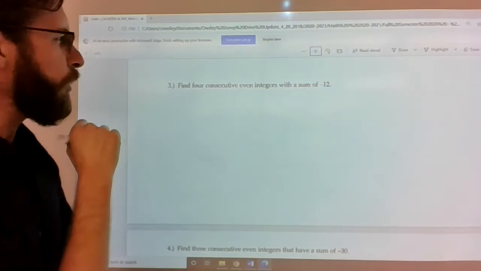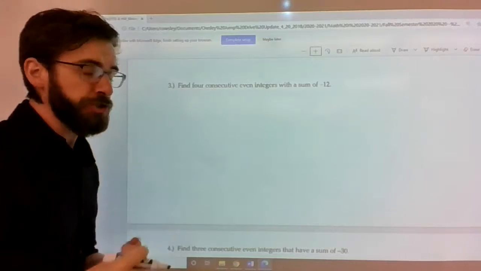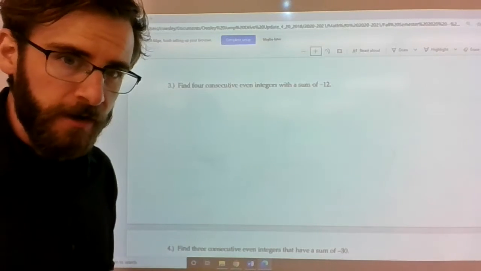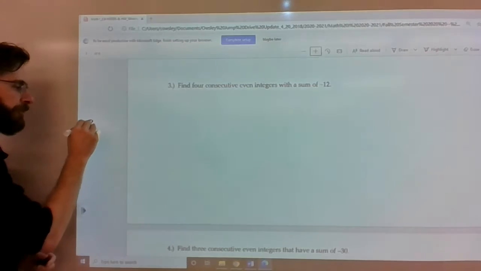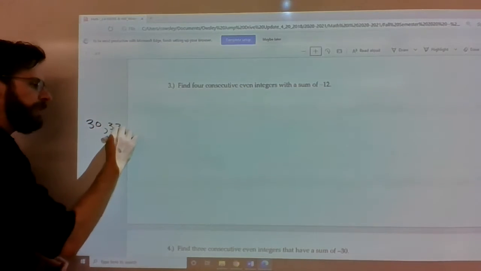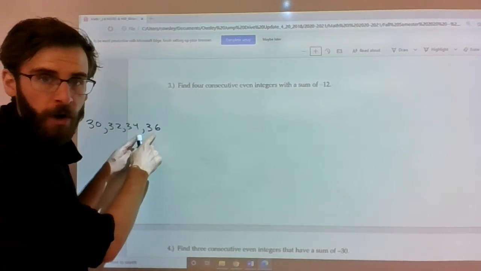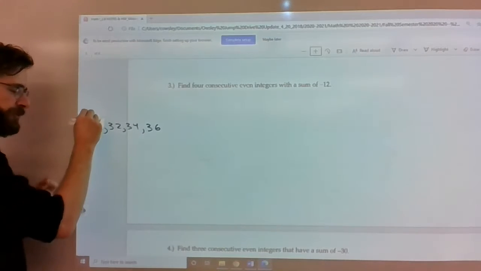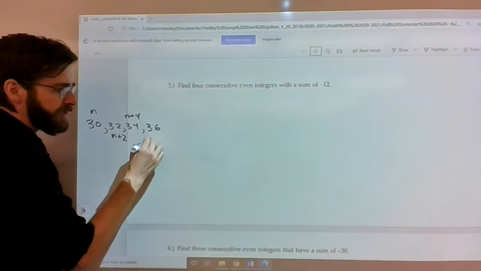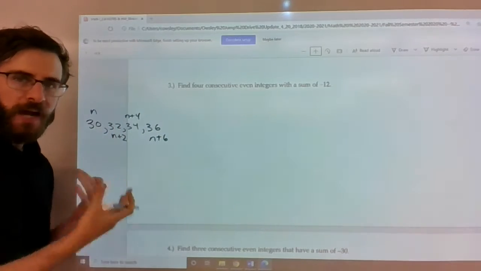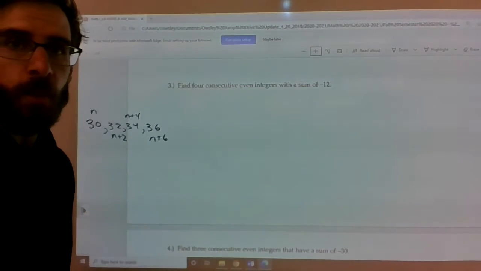Number 3, find 4 consecutive even integers with the sum of negative 12. So just like odd integers are 2 apart from each other, so are even integers. If you tested something like 30, 32, 34, 36, notice they're all 2 apart from one another. So if you say let the first one be n, the next one's going to be n plus 2. The next one's going to be n plus 4. The next one's going to be n plus 6. So that's how you deal with consecutive even integers, pretty much the identical way in which you dealt with odd ones.